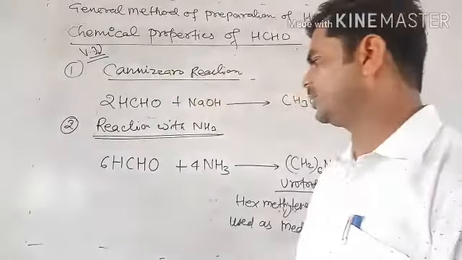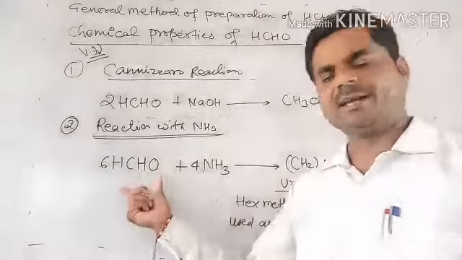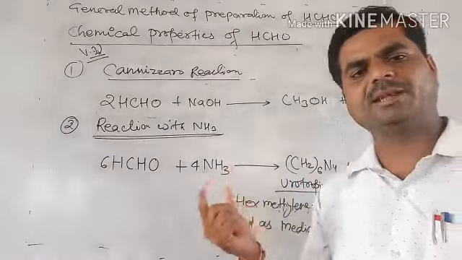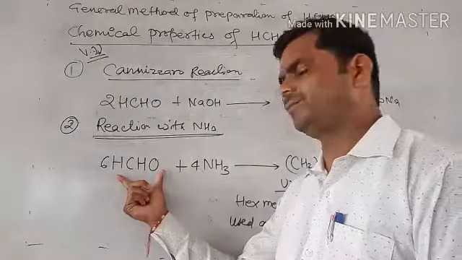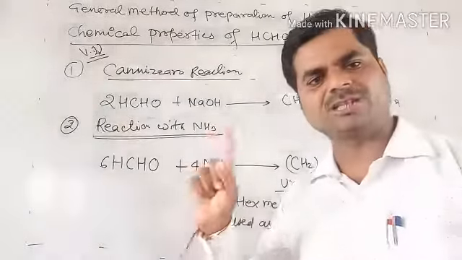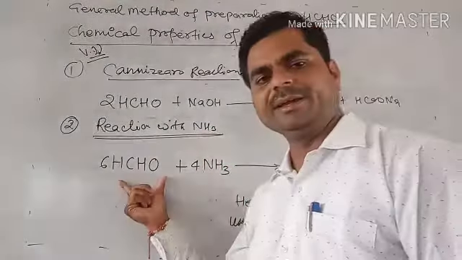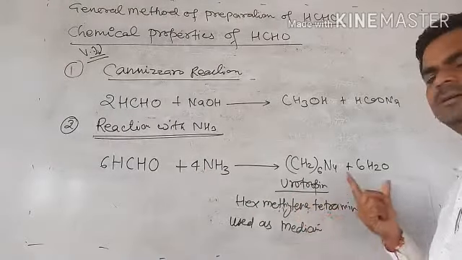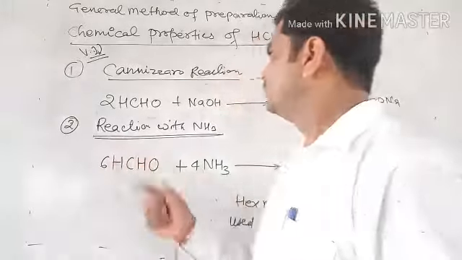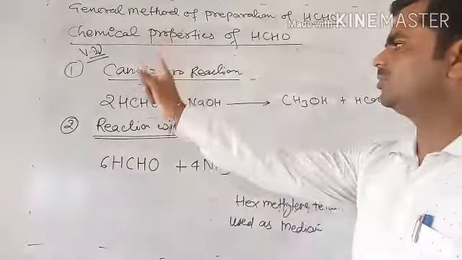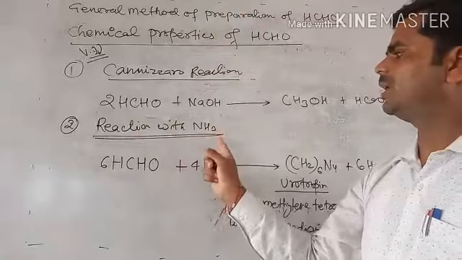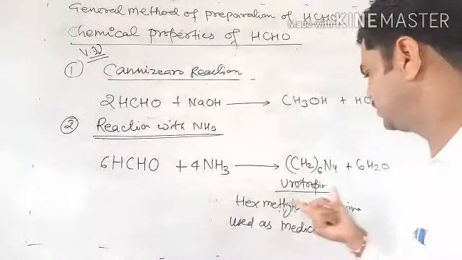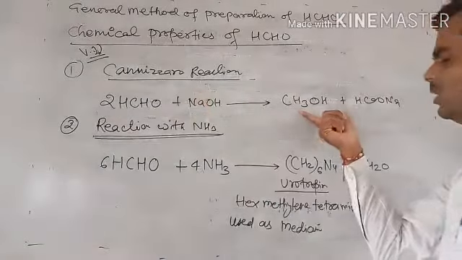So this reaction is very important. When formaldehyde reacts with ammonia, it forms europropane, and the chemical name of europropane is hexamethylene tetramine. Always remember, never forget, formaldehyde reacts with ammonia to form europropane. It means hexamethylene tetramine. Okay, students. Now both reactions are most important: the Cannizzaro reaction as well as the reaction with ammonia. With NH3 it forms europropane, and in the Cannizzaro reaction it forms methyl alcohol.